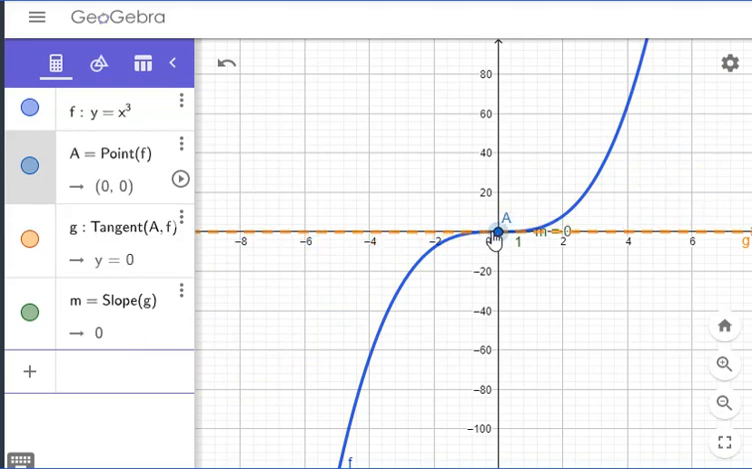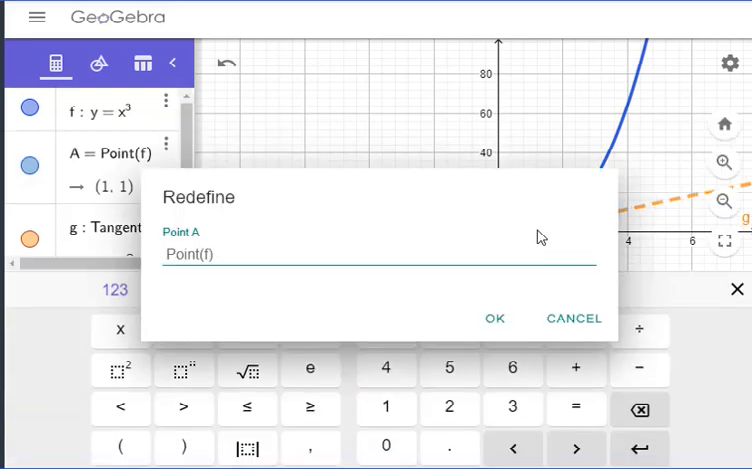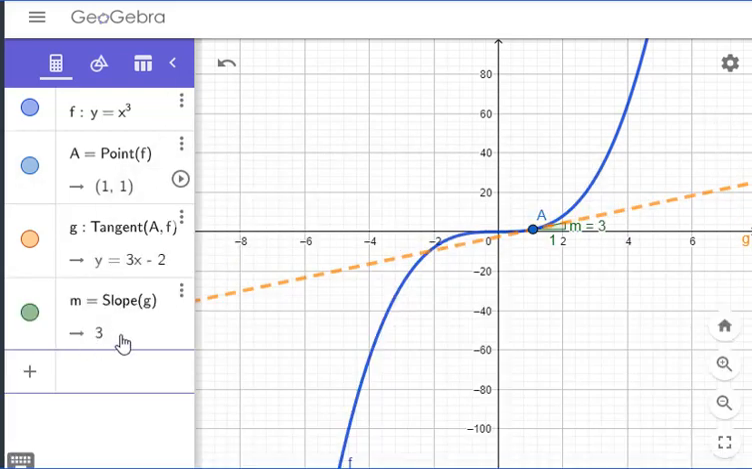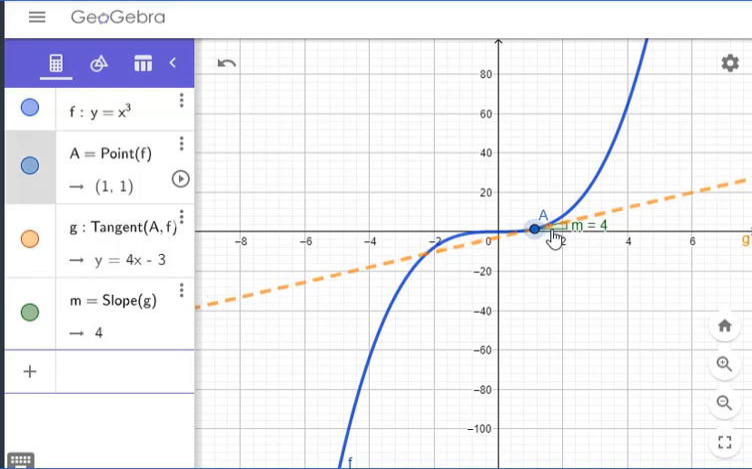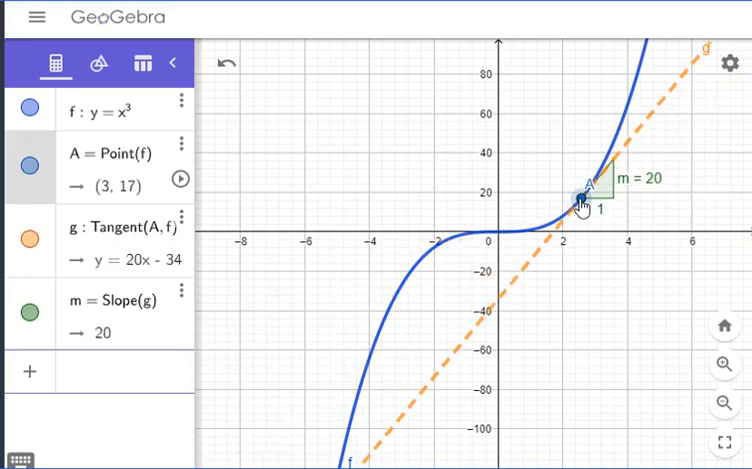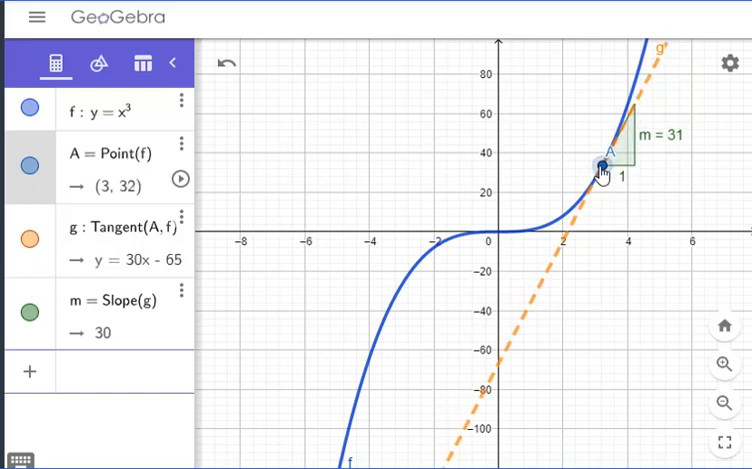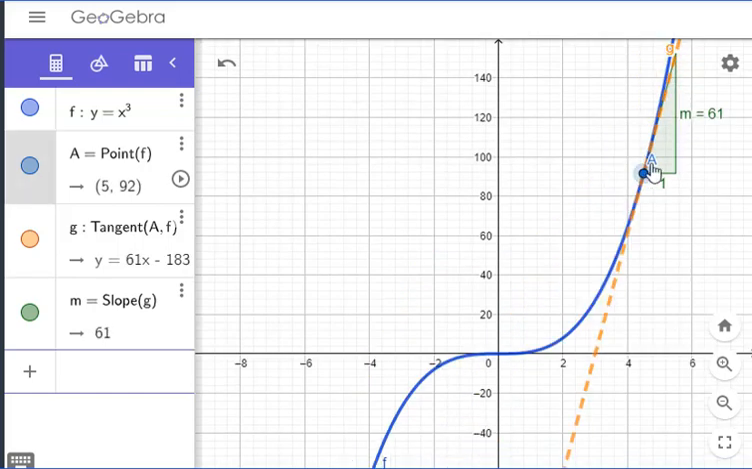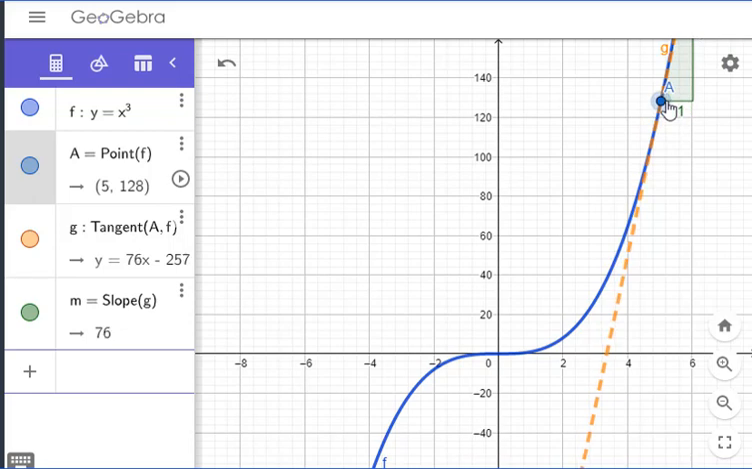When x equals 0, then the slope of tangent line equals 0. When x equals 1, then the slope of tangent line equals 3. When x equals 5, then you could see the slope of a tangent line equals 75.